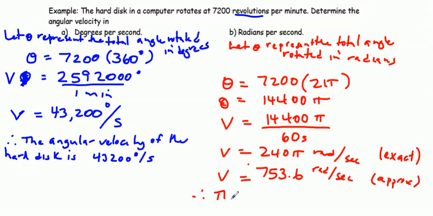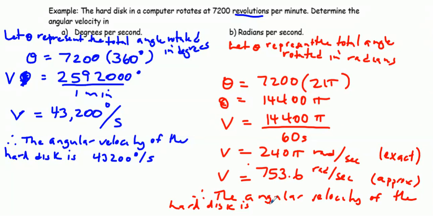Therefore, the angular velocity of the hard disk is 240 pi radians per second. Okay, some people say that you don't need to use units for radians. I prefer that you actually put the radians in. So I'm always going to expect that you have the radians there, okay, for sure.